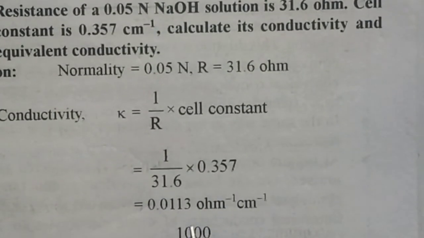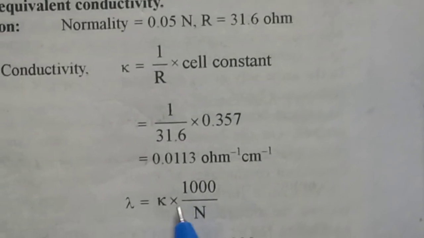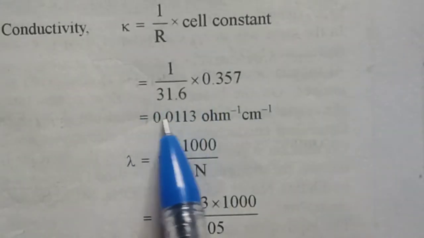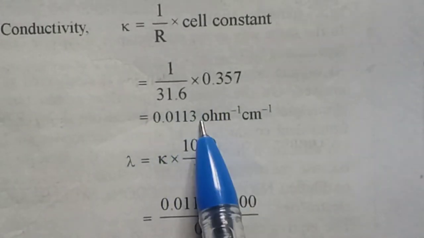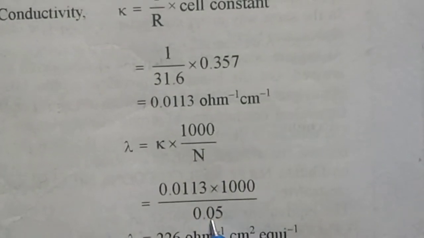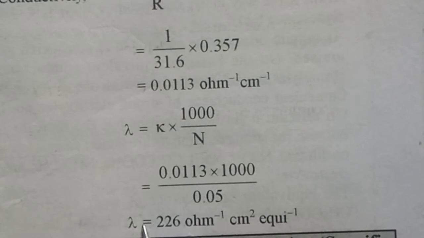So the conductivity will be 0.0113 ohm inverse centimeter inverse. Okay, now equivalent conductivity lambda is equal to kappa into 1000 upon N. Kappa is calculated here, 0.0113, into 1000 upon N. N is given, 0.05. So the lambda or equivalent conductivity will be 226 ohm inverse centimeter square equivalent inverse.